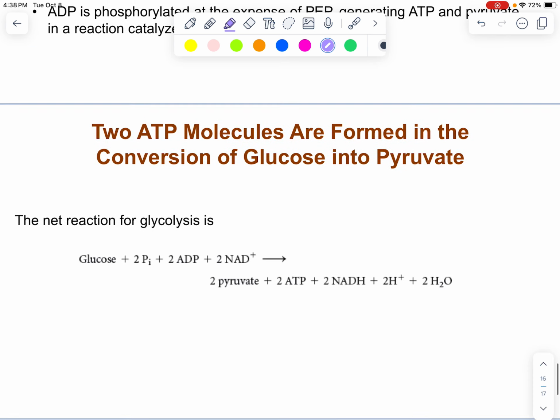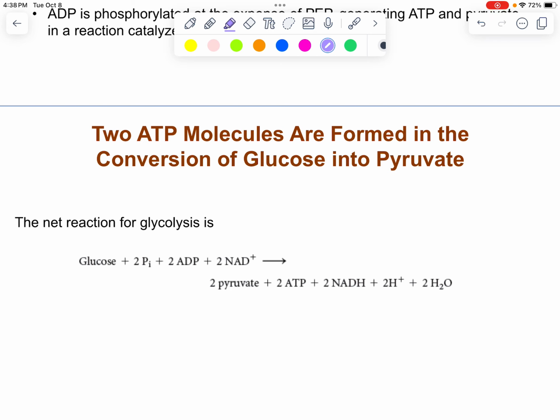Let's look at our overall reaction. And when we look at this, right, I'm starting with glucose. If you added up all those reactions, 2 individual phosphates, 2 ADPs, and 2 NAD+, all right, and our products are 2 pyruvate molecules, 2 ATP, 2 NADH, 2 protons, and 2 waters. If you go through, you will see that overall, we actually produced 4 ATP, but we used 2 at the beginning, and so net we made 2.